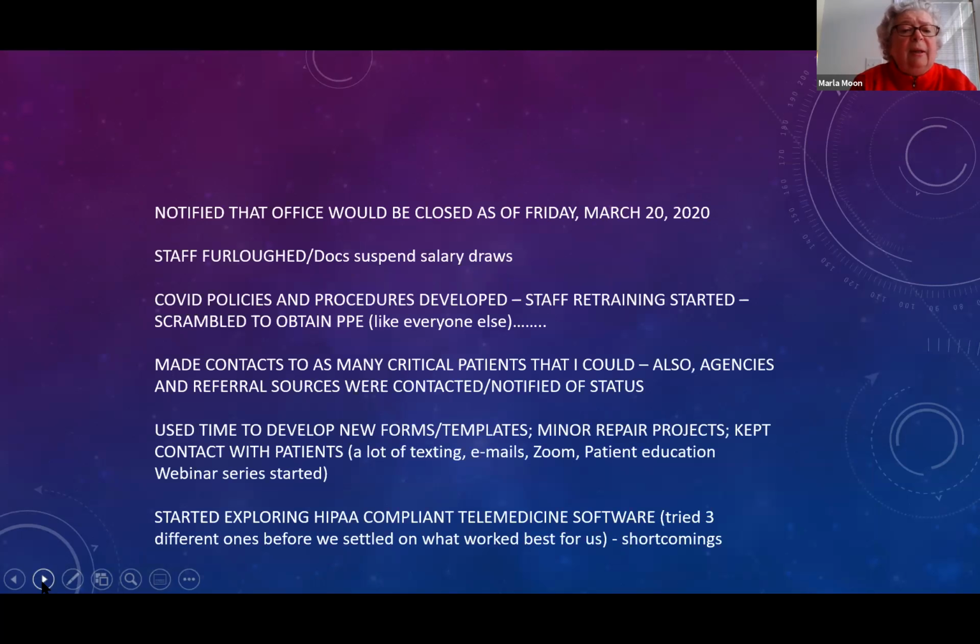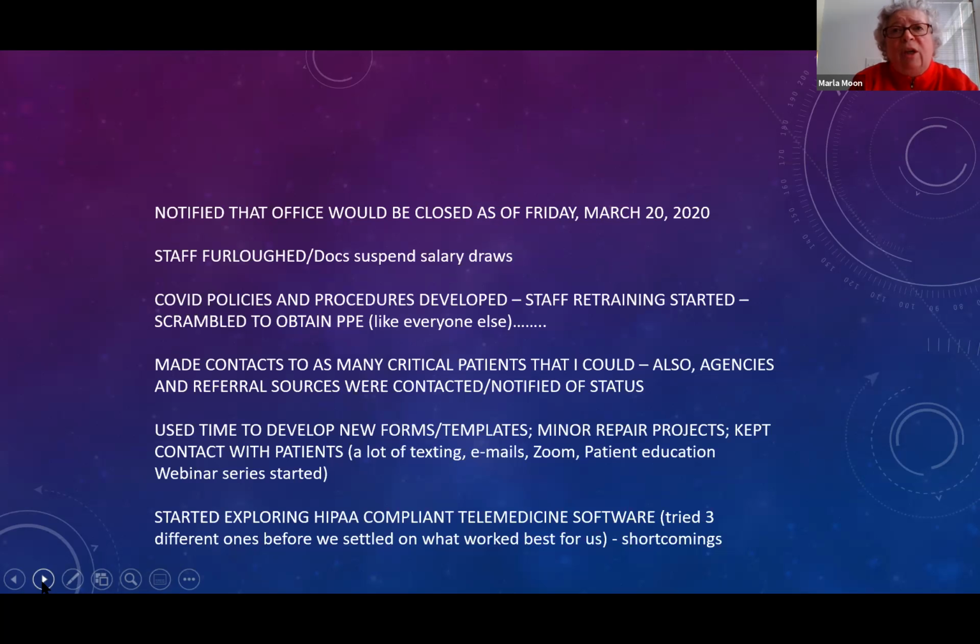So on Friday, March 20th, I'm still in my COVID, but Nittany Eye Associates, my practice, had to make some decisions. At that time, we were notified that our offices, and we have 5 offices, would be closed as of that day. 75% of our staff had to be furloughed. The docs, we were suspended with regard to salary draws for an extended period of time.